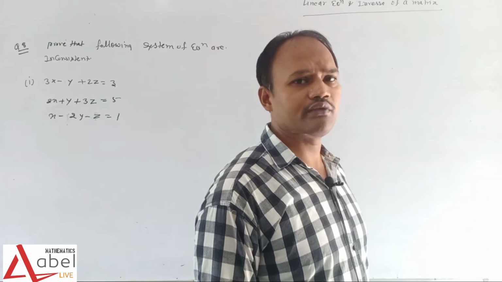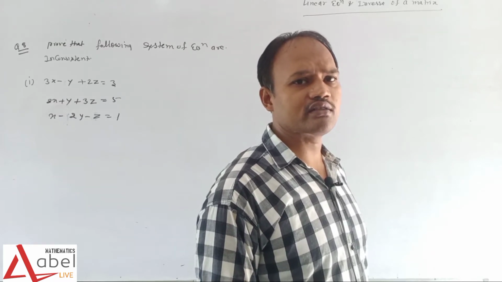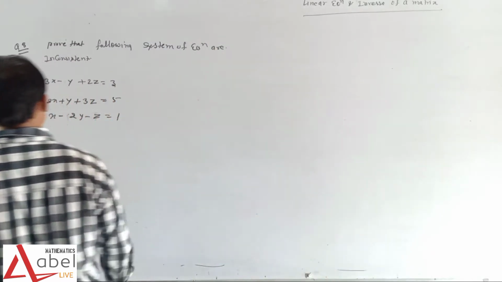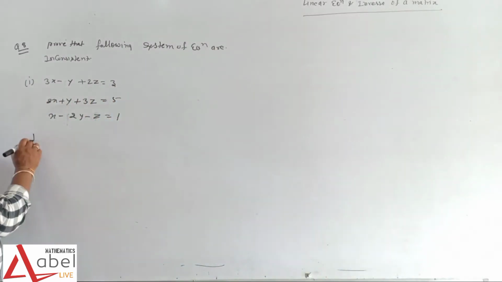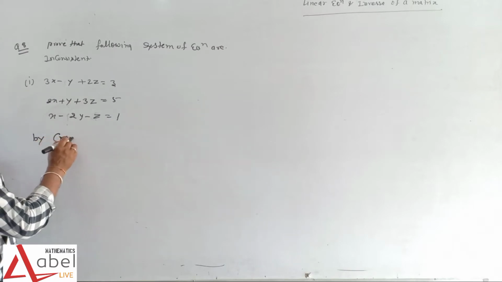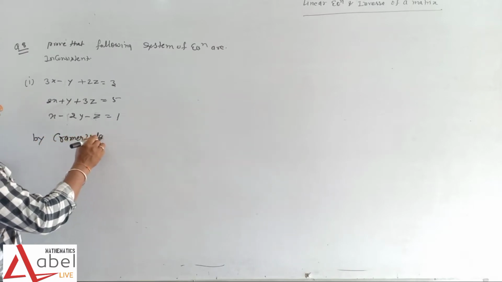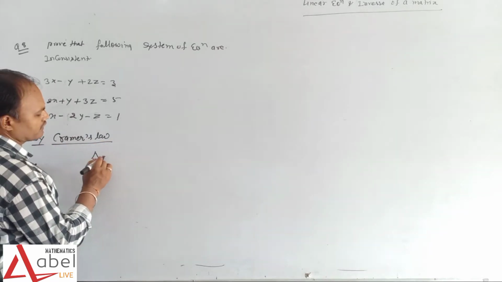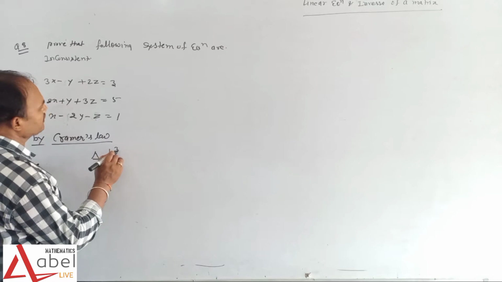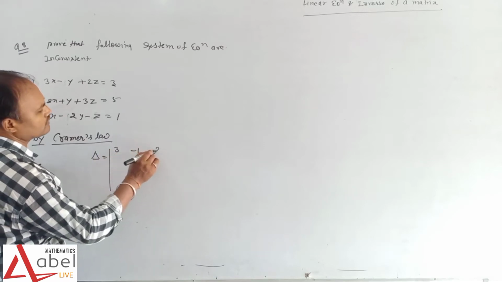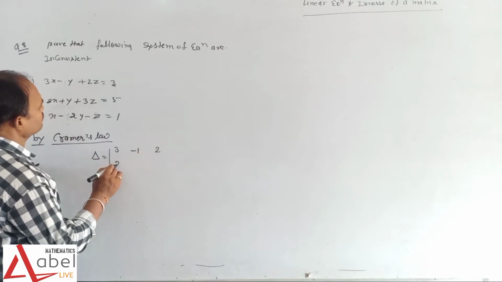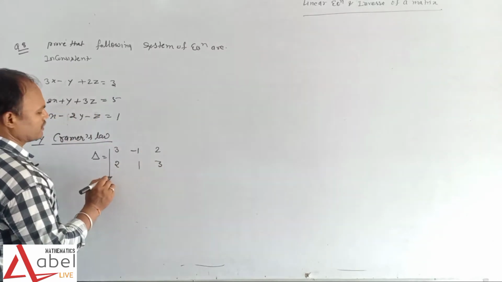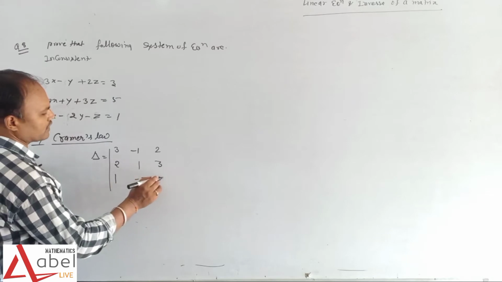So if it is 0, then we can say that it is inconsistent. Let's see whether it is 0 or not. So by Cramer's law, we can say that delta equals the determinant with rows 3, minus 1, 2; 2, 1, 3; and 1, minus 2, minus 1.